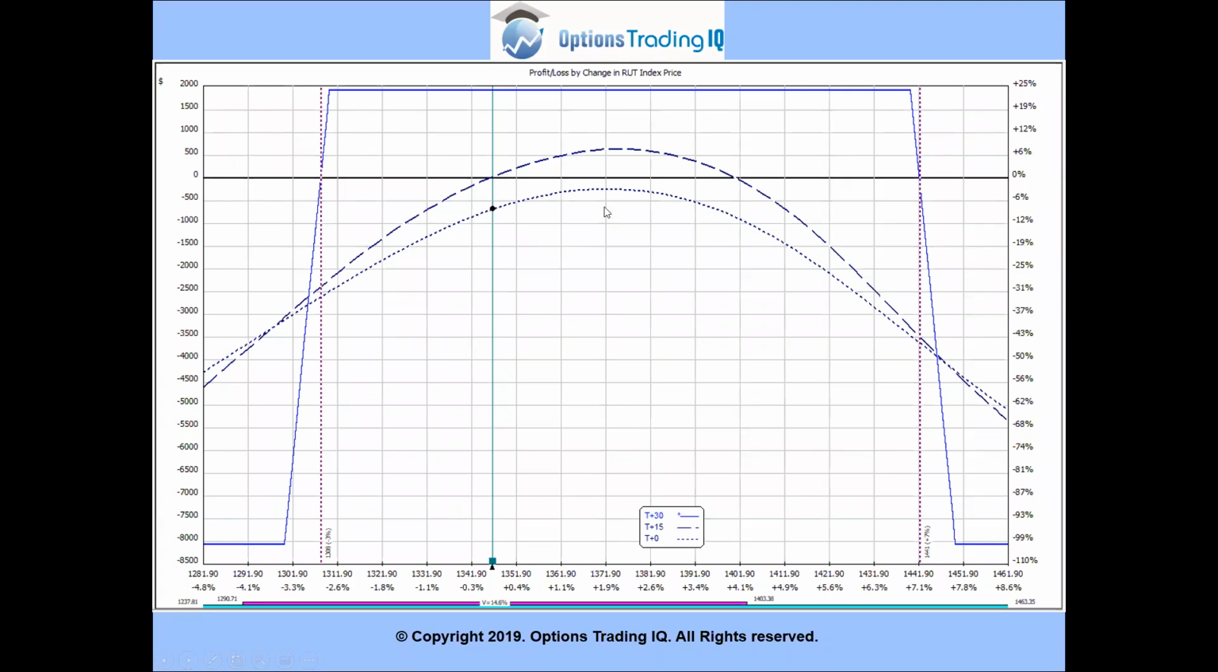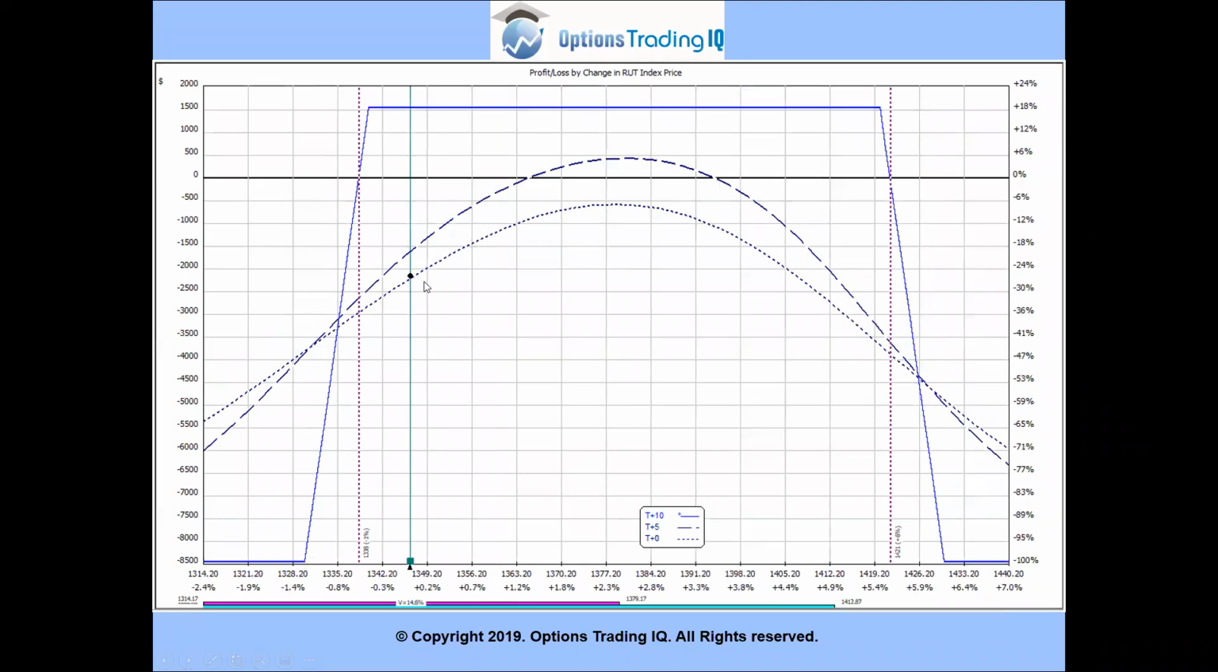Painful, but not disastrous. The weekly Condor, pretty disastrous. And there's not much we can do here. We're sitting at probably delta of about 40, 45 on the short puts. You know, there's really not much we can do here. We could maybe reposition the whole Condor, re-centralize it, and hope for the best. Hope it's going to stay there for a couple of days.